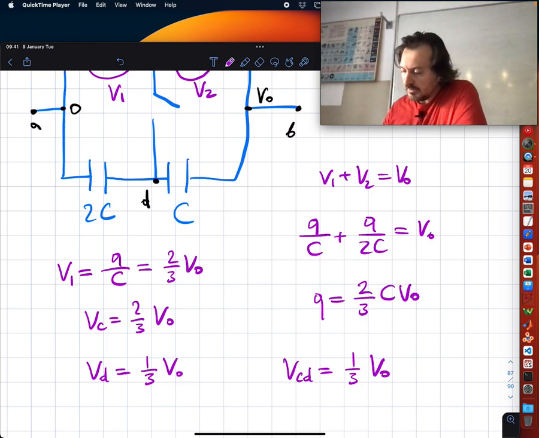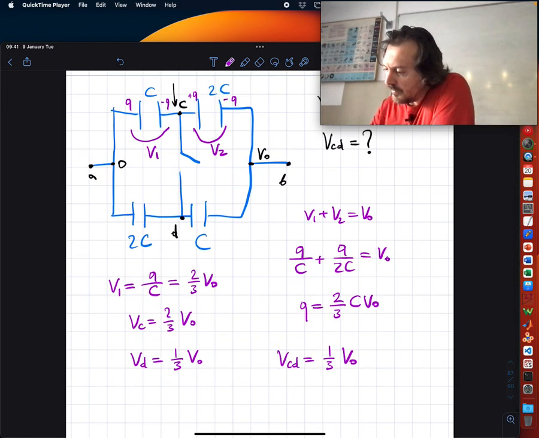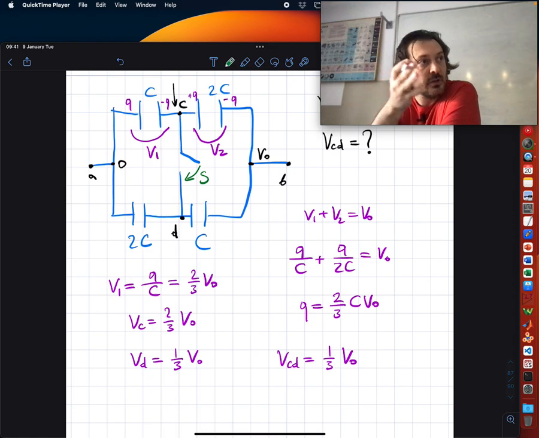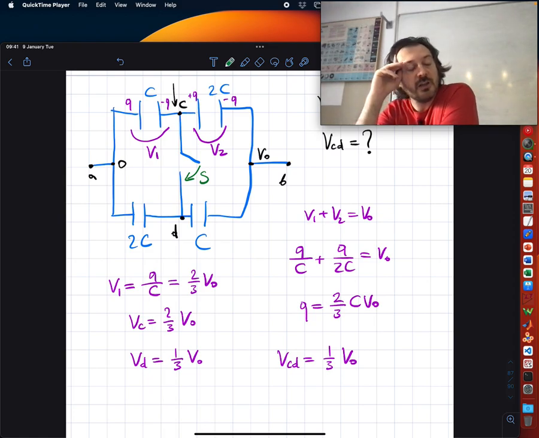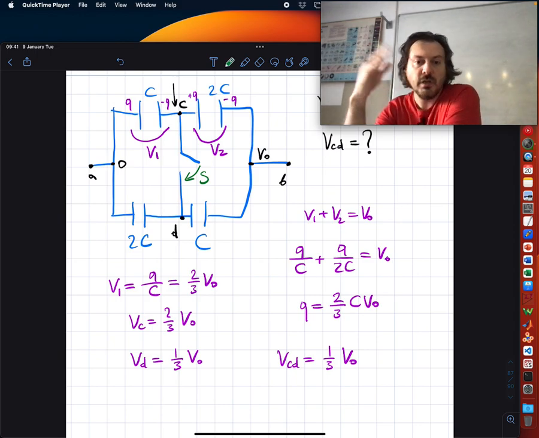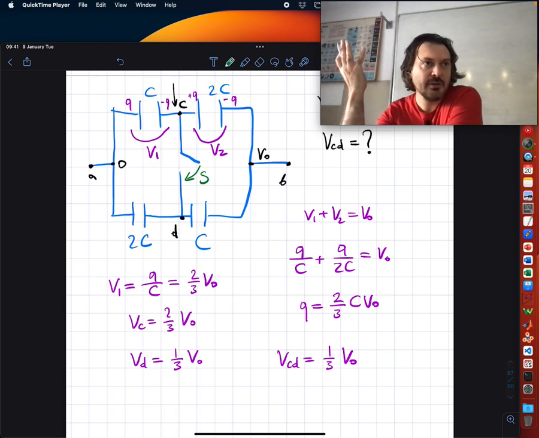Now comes the second part of the question. It's a weird question. This is the switch S. When the switch S is switched on, when it is closed, how much charge flows through it? How much charge flows through switch S when it is closed? Do you understand the question? Well, we will see. We have to calculate.